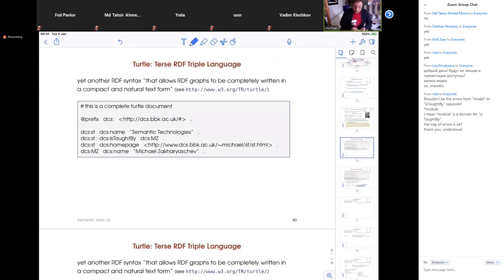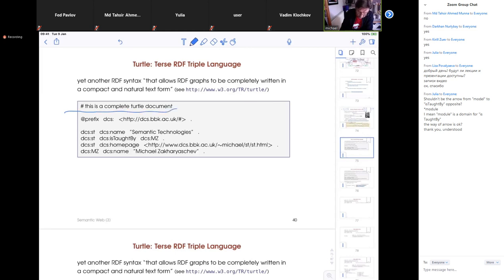Turtle, Terse RDF Triple Language. So this is another RDF syntax. There are many of them. And here, using this syntax, you can write your documents in a natural way. And this is what I'm going to ask you to do. So here I give an example of a complete Turtle document. Let's try to figure out what's written here.